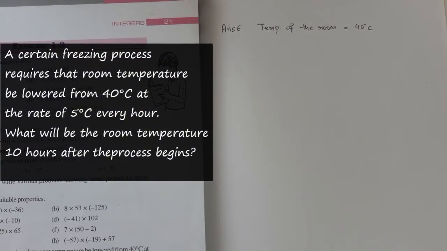And we have to focus on the term lowered. So it is decreasing, lowered from 40 degrees Celsius at the rate of 5 degrees Celsius per hour. That is the speed. That means it is decreasing 5 degrees Celsius every hour, 5, 10, 15, like this. And if we keep on decreasing 40 degrees Celsius, that means 40, 35, 30, like this.